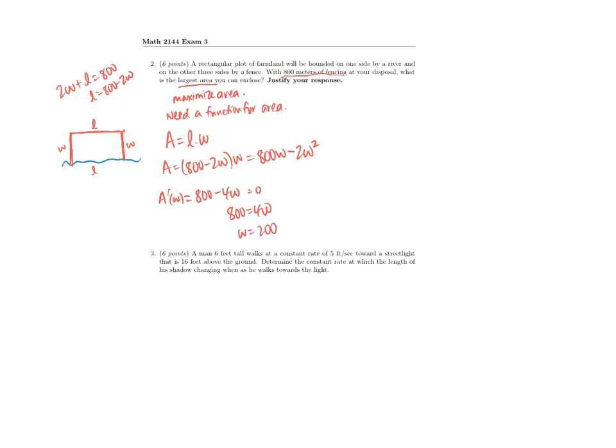And I want to justify that that's a maximum, so I'll just use the second derivative test. A double prime of W is -4, so that's concave down, so it's a max. My critical point is a max. And so the width is 200, which means the length is 800 minus 2 times 200, which is 400. And the units are meters.